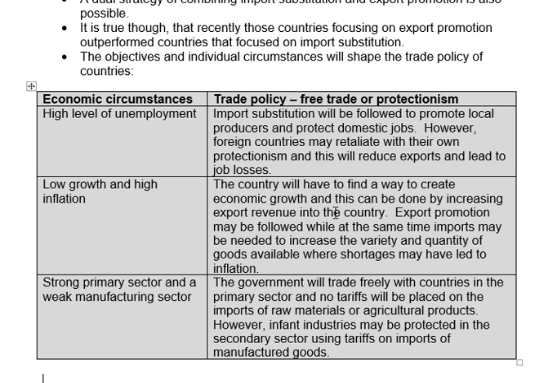So in this case, export promotion might be a good strategy, but at the same time, imports might be needed to increase the variety and quantity of goods available if those shortages have led to inflation. Right, because obviously there are two different types of inflation, but if demand exceeds supply, we have demand-pull inflation, which means prices are going up as a result of scarcity. So if we are unable to produce everything that we need ourselves, we might also need the imports, and then we will not use import substitution.